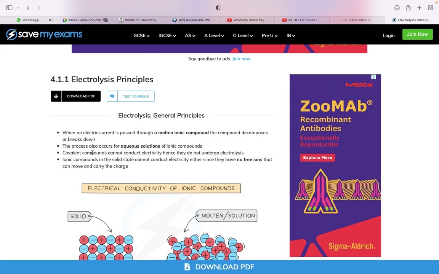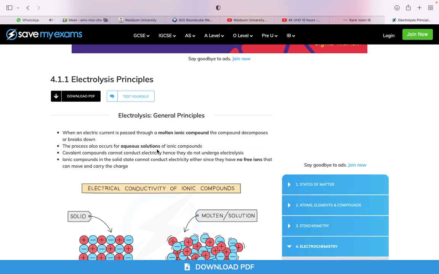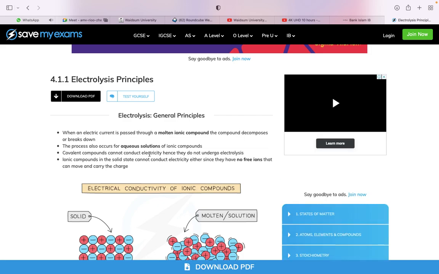Yes. Now the process also occurs for aqueous solutions of ionic compounds. Any aqueous solution, you know the meaning of aqueous solution, right? Whenever we take a solution, you know the meaning of a solution, something that dissociates in liquid. So when you pass electric current through an aqueous solution of an ionic compound, it will dissociate it, break it down into its component ions.